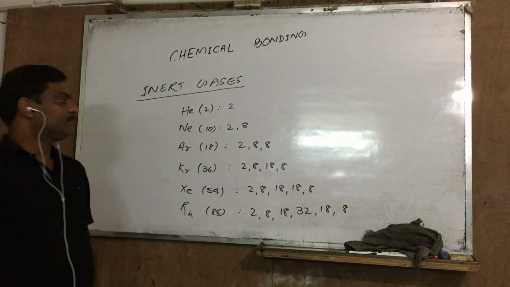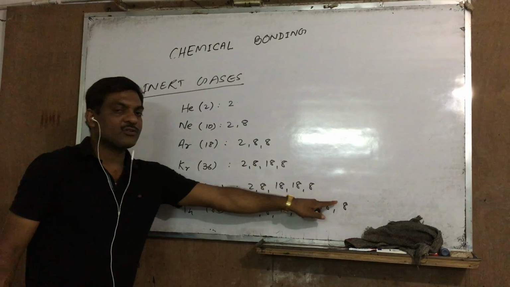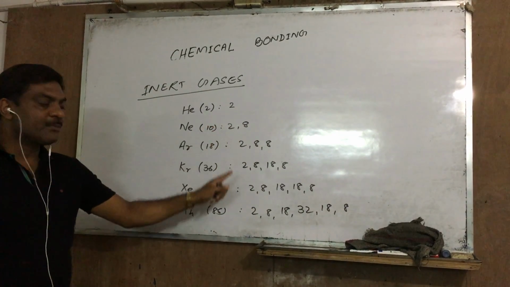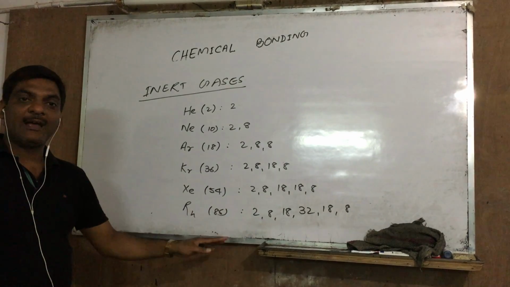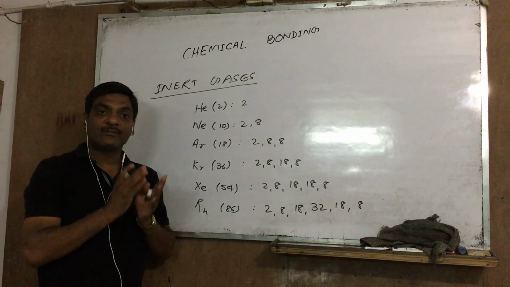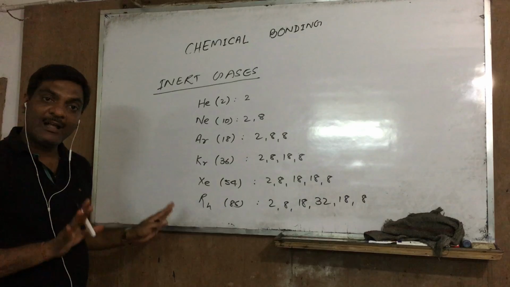These atoms have 8 electrons in their outermost orbit except helium. These are stable atoms as they have the maximum number of electrons in their outermost orbit, and that's why these atoms are chemically inert. Agree?